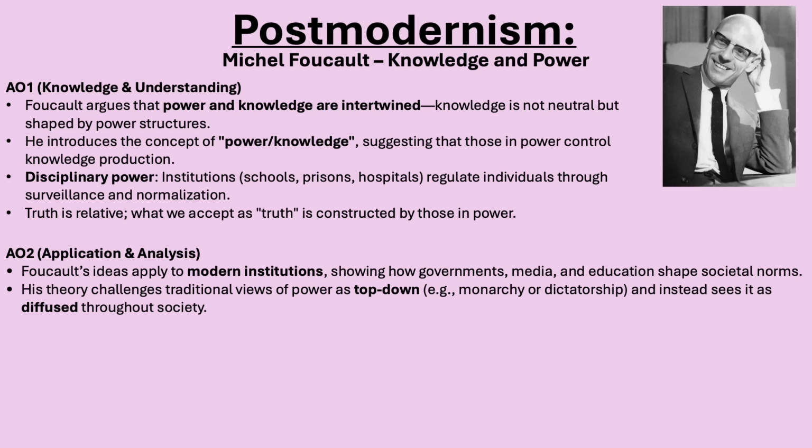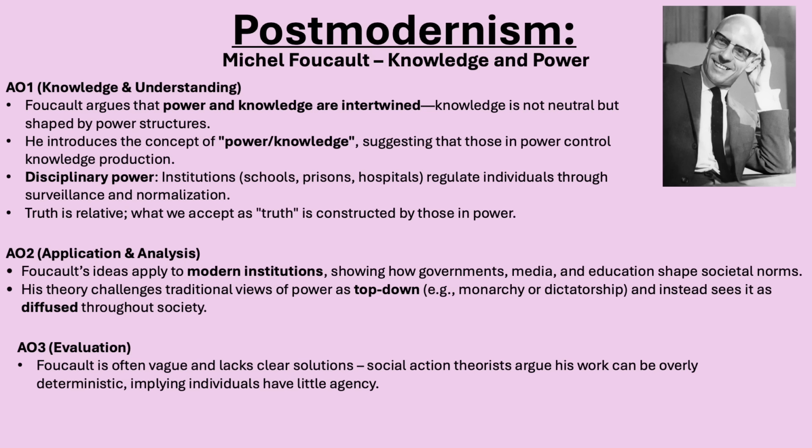Foucault's ideas apply to modern institutions, showing how governments, media and education shape societal norms. His theory challenges traditional views of power as top-down, such as monarchy or dictatorship, and instead sees it as diffused throughout society. However, Foucault is often vague and lacks clear solutions. Social action theorists argue that his work can be overly deterministic, implying individuals have little agency.